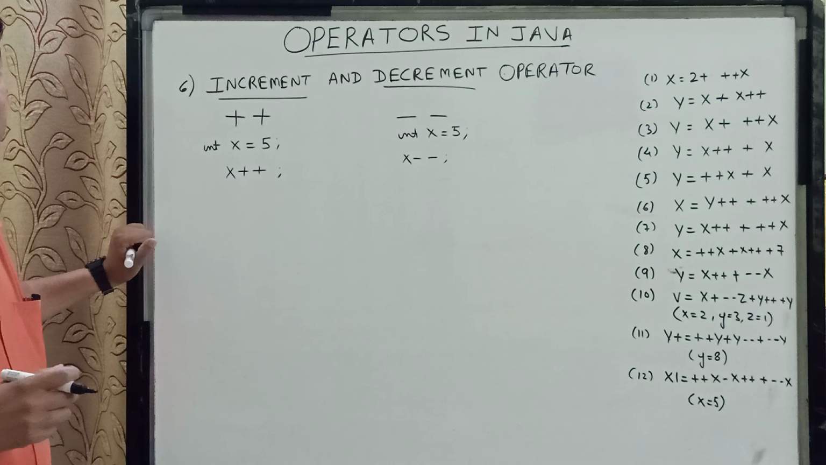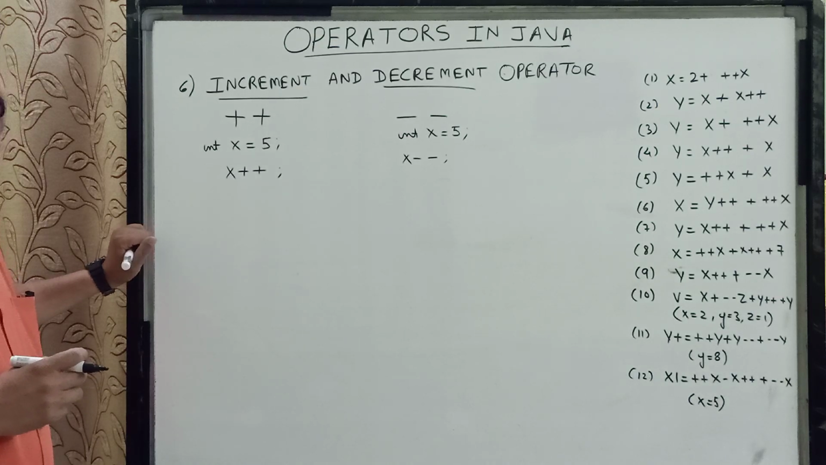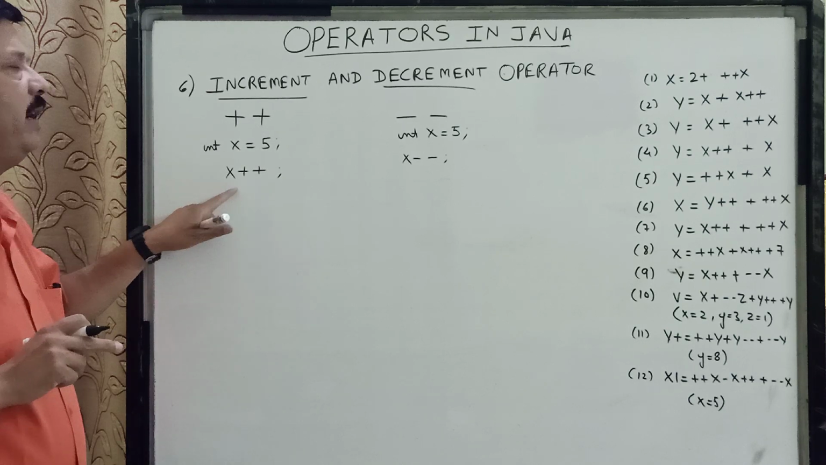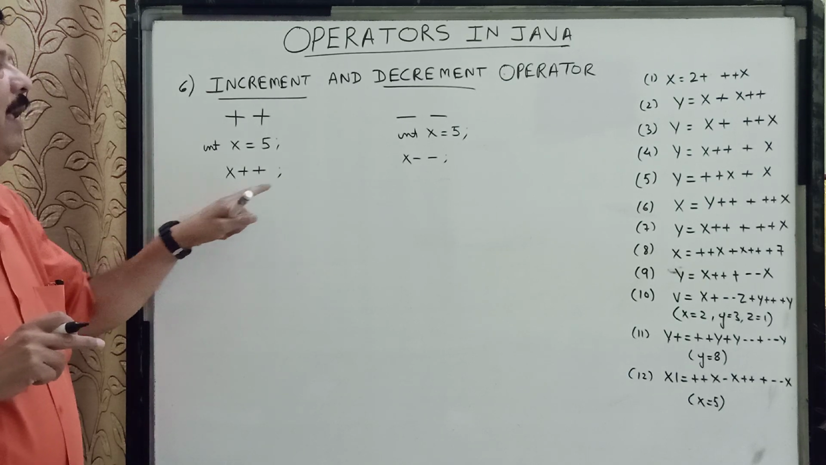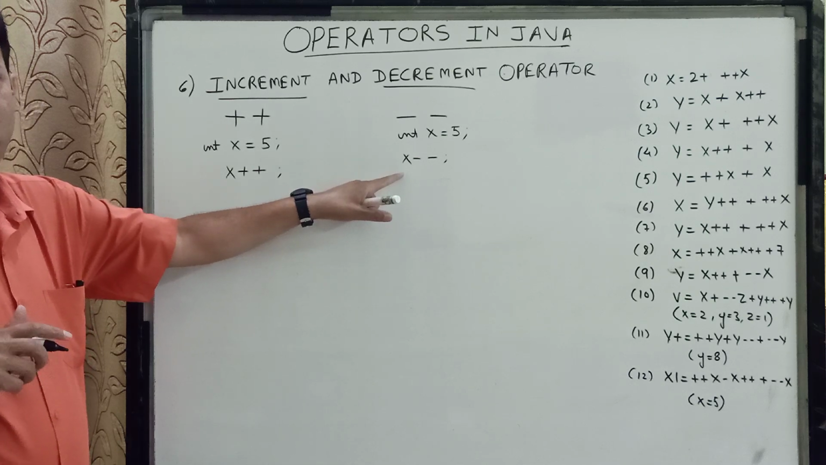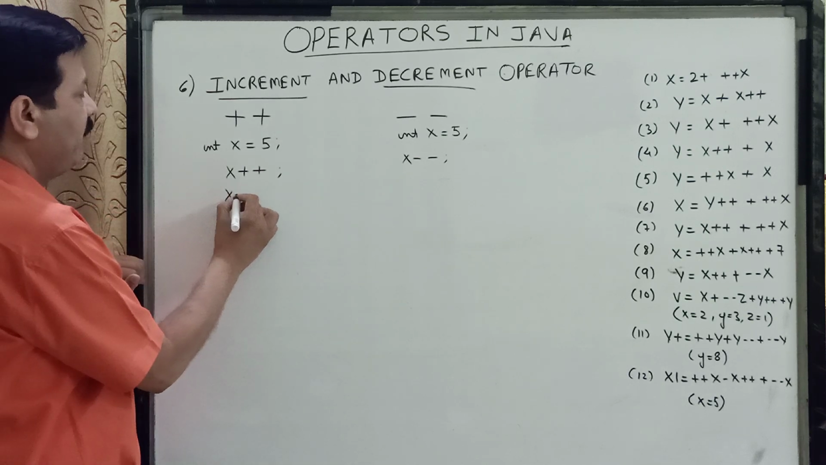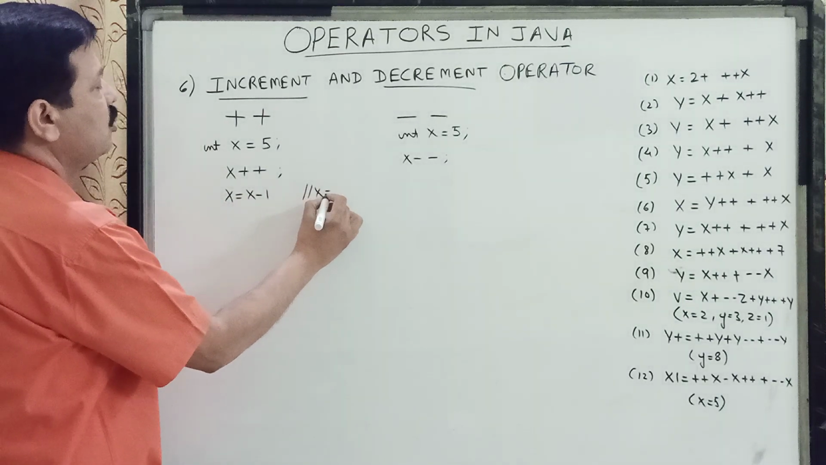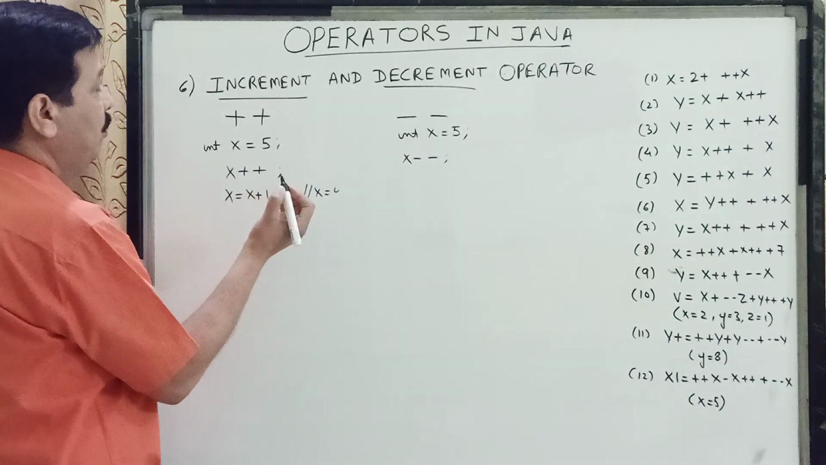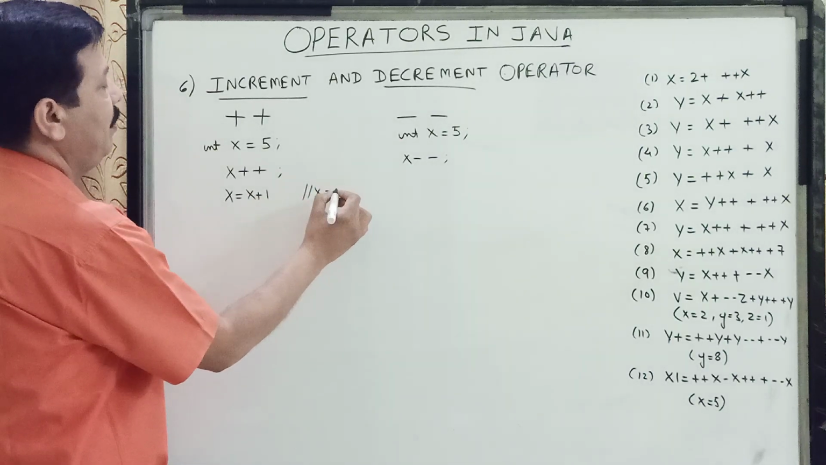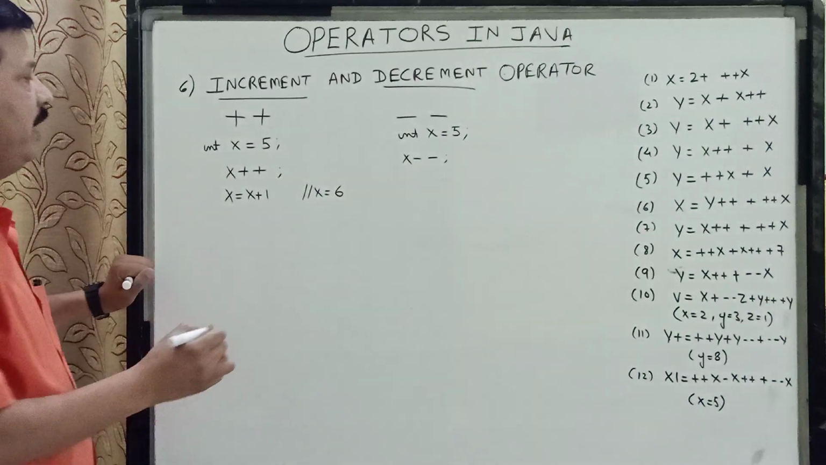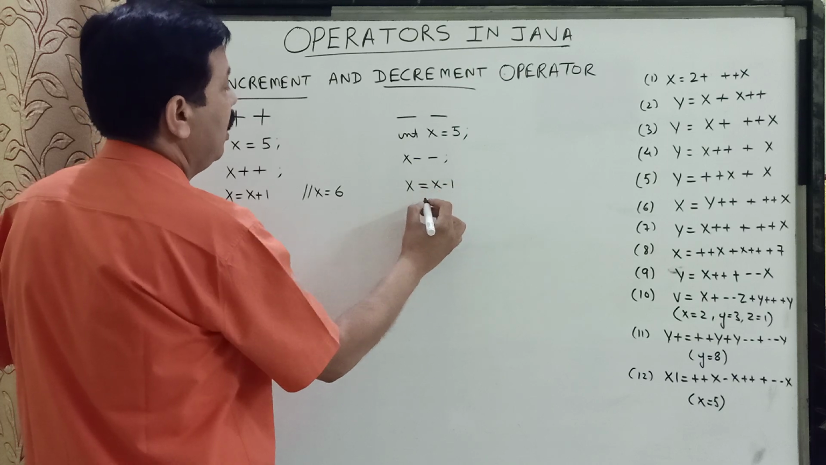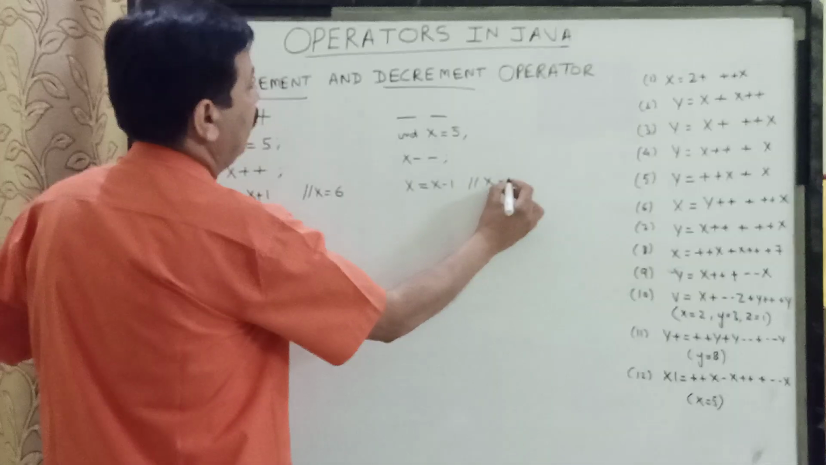Now children, the increment and the decrement operators change the value of the operand by 1. An increment operator increases the value by 1 and the decrement operator decreases the value by 1. So x plus plus means x is equal to x plus 1, which means that now x will become 6. And here if I say x minus minus, then it means x is equal to x minus 1, which means that x will become the value of 4.